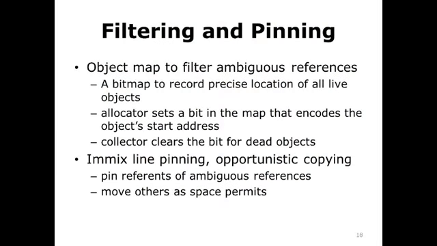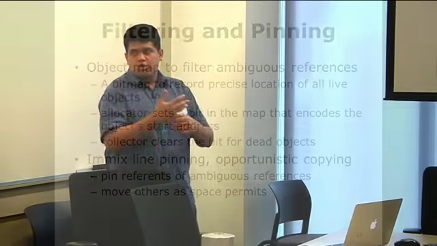Now let's have a look at how we achieve those. So our design. The main two things we need to do: we need some form of filtering so that we can filter out all the bad references, and we need some form of pinning so that we can pin the references from the ambiguous roots and move all other stuff.